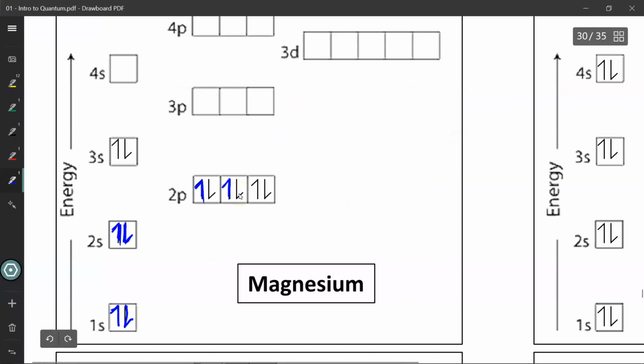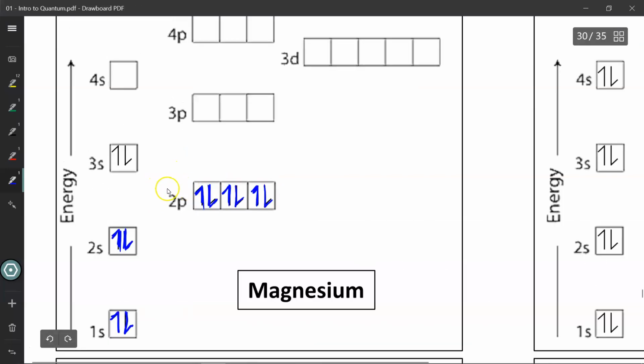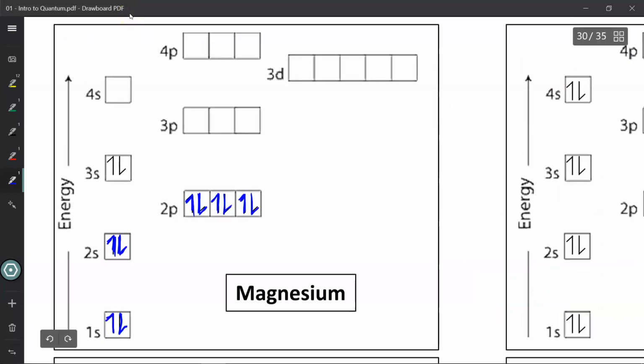So I'm going to continue drawing over here, and now that I'm forced to double up, go in the opposite spin, opposite spin, opposite spin. Now so far I've drawn 2, 4, 6, 8, 10 electrons. Magnesium, however, has 12 electrons, so I need to do just 2 more. Having finished 2p, I can now move on to my next energy level, which is 3s, and I'll draw in my last 2 electrons. Alright, so that is how we draw our orbital electron diagrams, or how we fill them in, using the Pauli exclusion principle, Hund's rule, and the Aufbau principle.